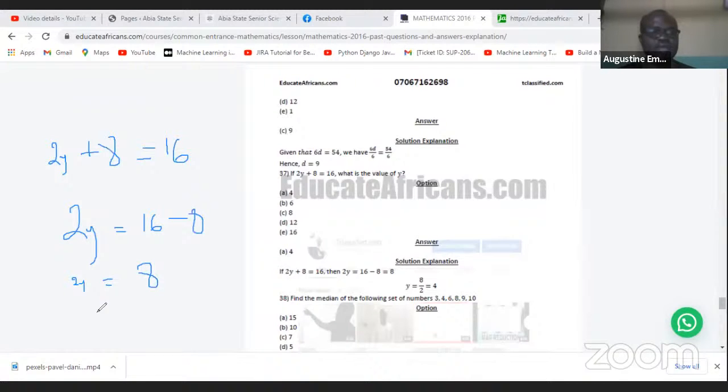Then make y the subject of the formula. So only y, because 2 is attached to it, if it goes over to the other side, it goes under. So it becomes 8 over 2, which is equal to 4.